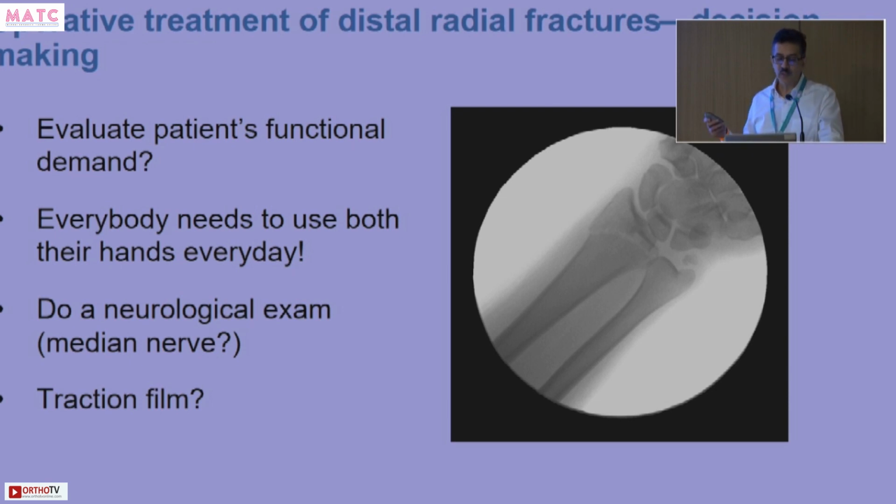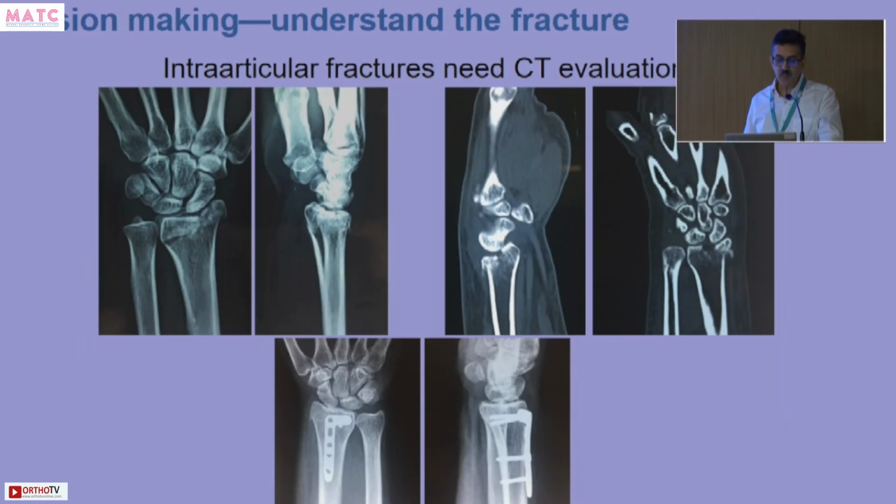Also look for the tendon injuries, extensor pollicis longus injury, that is also not to be missed. So traction films again you have to take. Decision making, understand the fractures. If it is intra-articular, if you are in doubt, get the CT scan to get the clear picture of how the fracture is, and then only go on to whichever method you want to resort to.